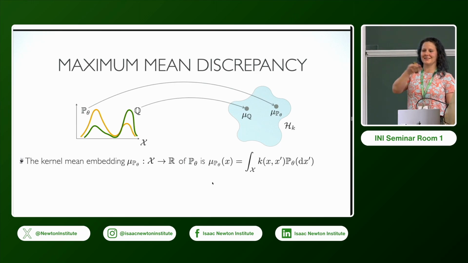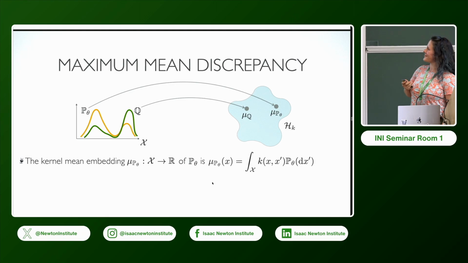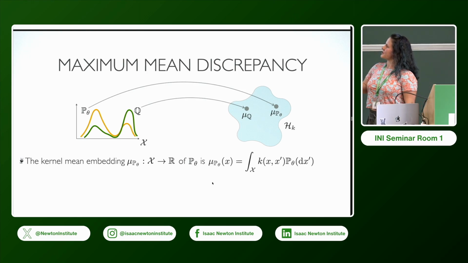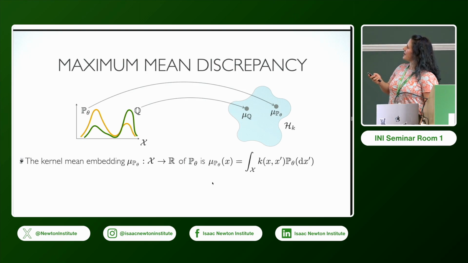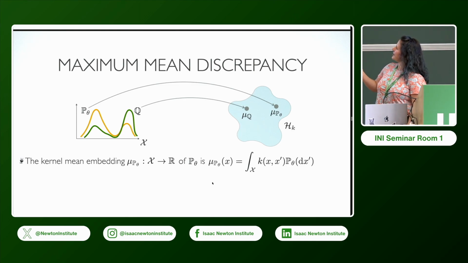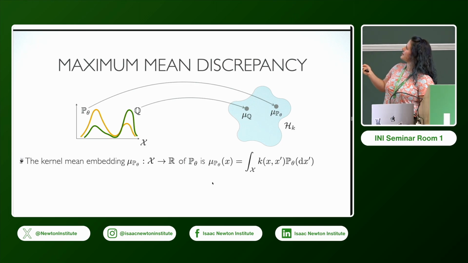As I'm sure you've heard introductions to maximum mean discrepancy multiple times now, so I'll just go over this fairly quickly. Maximum mean discrepancy is a distance measure on probability distributions that measures the difference between probability distributions by the distance between their kernel mean embeddings. And the kernel mean embeddings lie in the reproducing kernel Hilbert space of some kernel of choice, and they're defined as the integral of the kernel with respect to the measure.